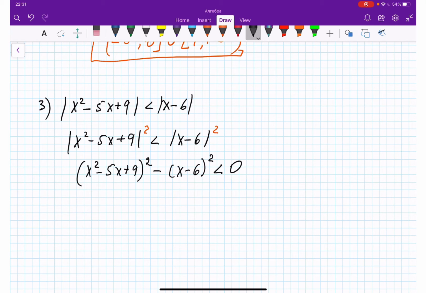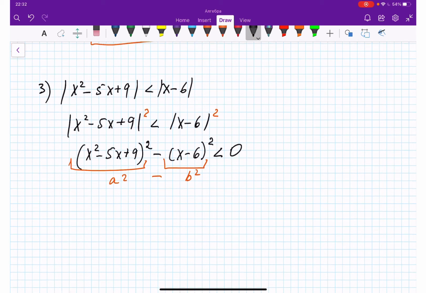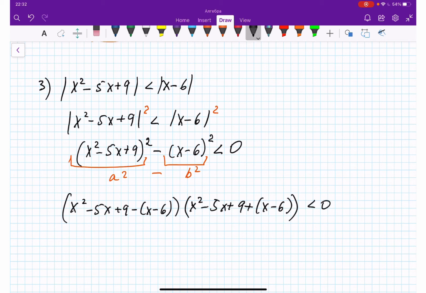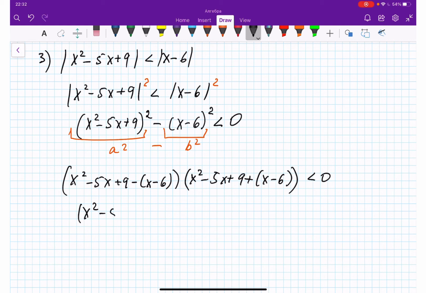All right, so we get x squared. Now, what do we have here? Let me give you a hint. This is our a squared, this is our b squared. So we get a squared minus b squared. So we are getting (x squared minus 5x plus 9 minus x minus 6), right? a minus b, a plus b. And here we get (x squared minus 5x plus 9 plus x minus 6), and this is less than 0. And as a result, we are getting x squared minus 5x plus 9 minus x plus 6. Here we get x squared minus 5x plus 9 plus x minus 6 less than 0.